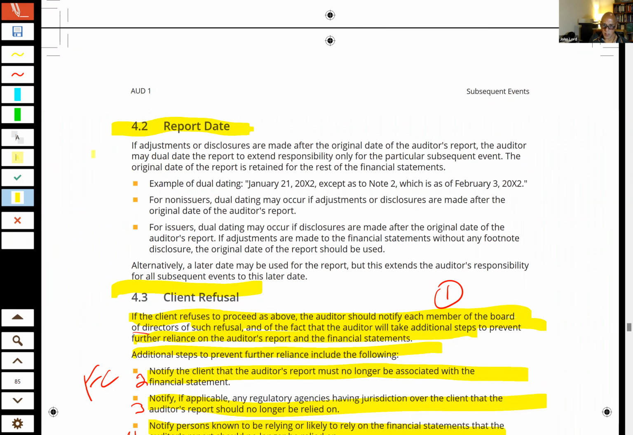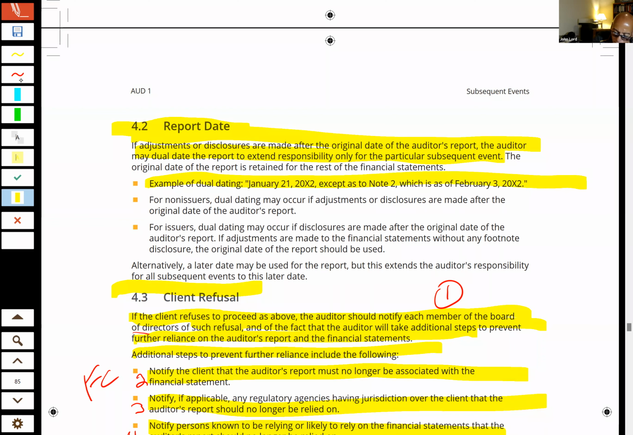If you did that, you would take responsibility for anything else that might have happened between whenever you had completed your audit report previously and the new date that you put down. So what the auditor would do in that situation to protect themselves, to limit their responsibility to just the disclosure of that discovered fact, is dual date the report. You would have two dates on the report, okay? So the auditor may dual date the report to limit the responsibility to just the now newly disclosed information.